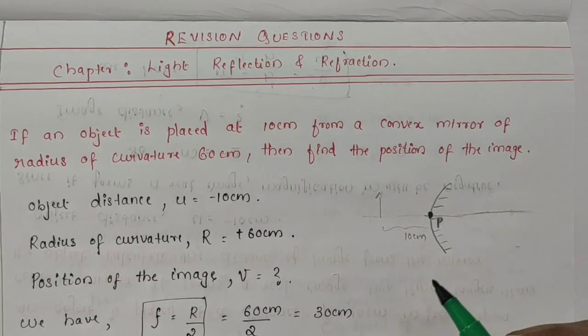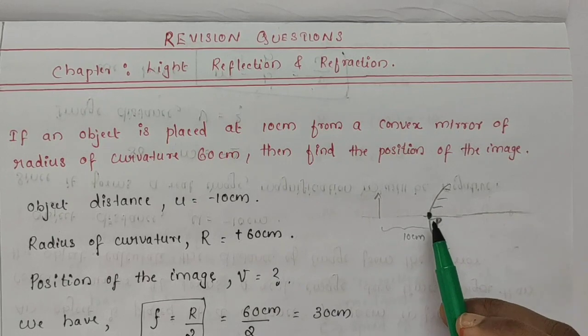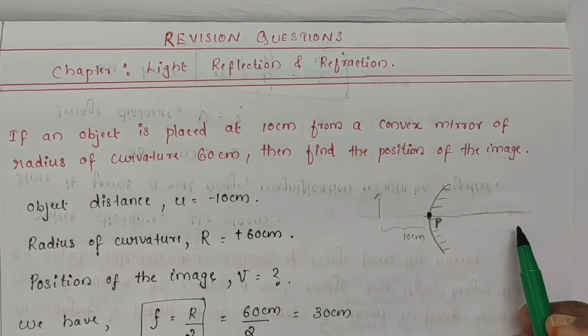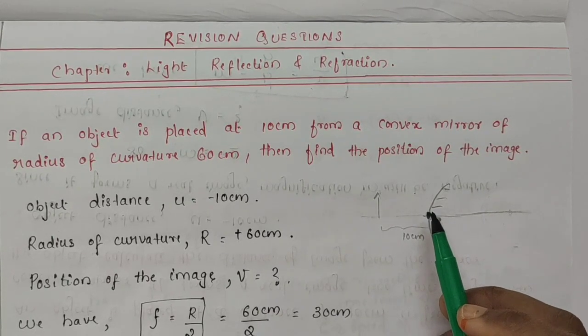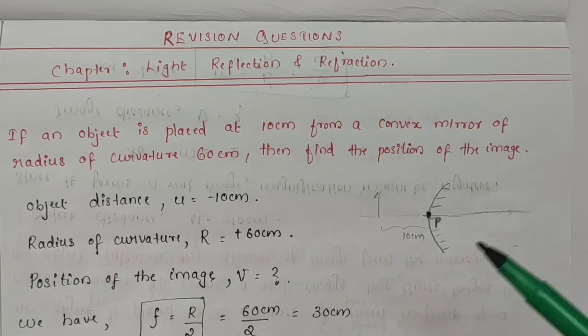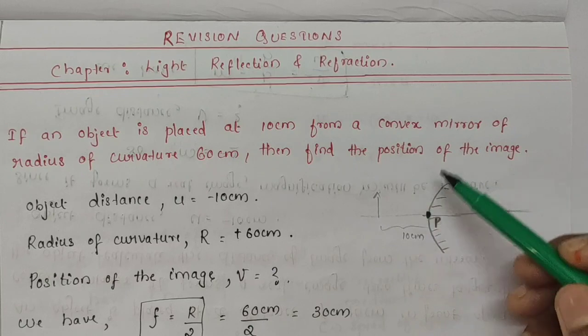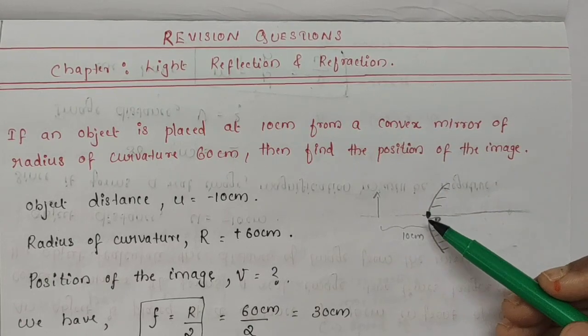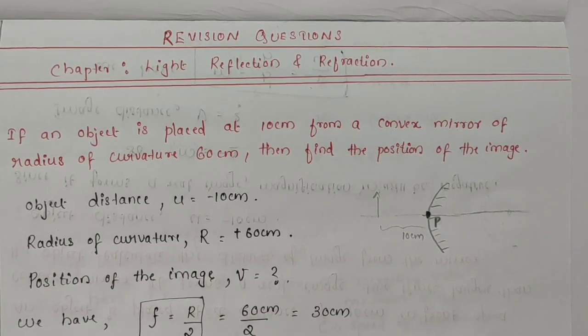By sign convention, distances measured from the pole to the right are taken as positive. Distances measured from the pole to the left are taken as negative. Distances or heights measured above the principal axis are taken as positive, and below the principal axis as negative.